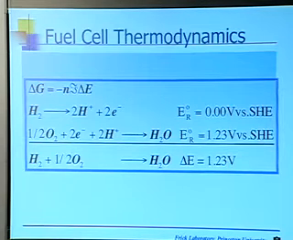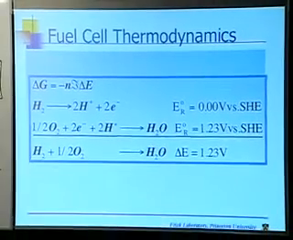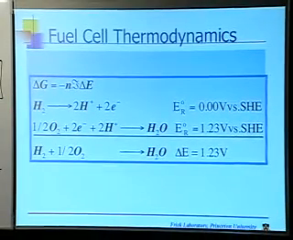And we've been talking about redox reactions, so just to remind you what's going on here. At our anode, we are generating protons. At our cathode, we are generating water. We have a delta E for that of 1.23 volts, assuming no current is flowing. That's our standard redox potential for this.